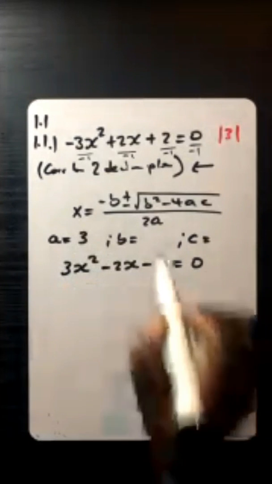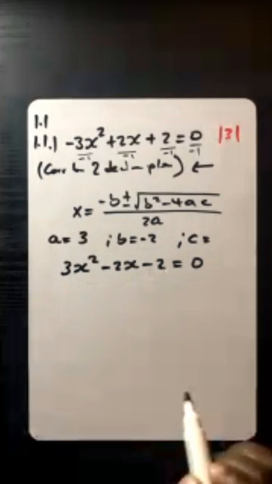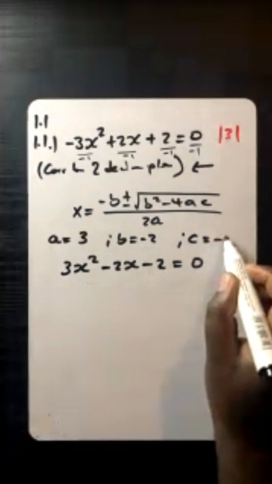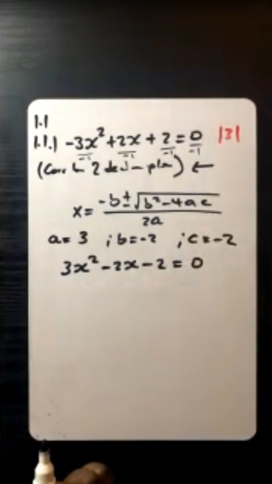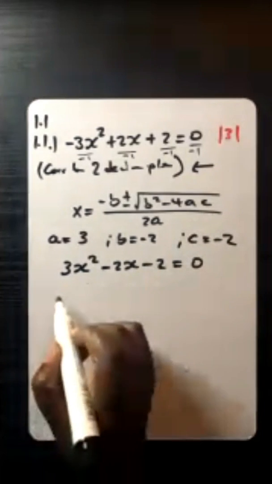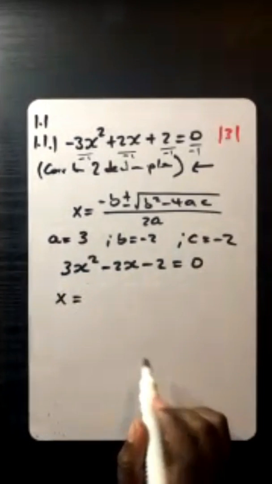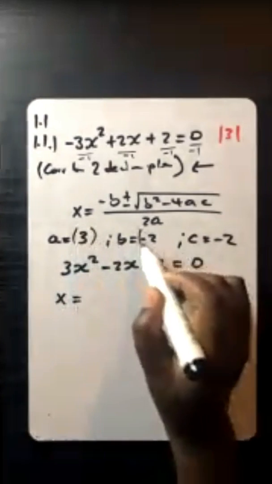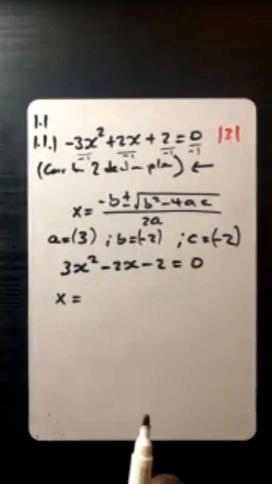What is our B value? It's -2. What is our C value? Let me see. It's -3. So we've got all that we need in order to substitute on that formula. So ladies and gentlemen, now it's just a matter of substituting. Remember, at all times, when you substitute, put it in brackets. You will notice shortly why you need to put it in brackets.